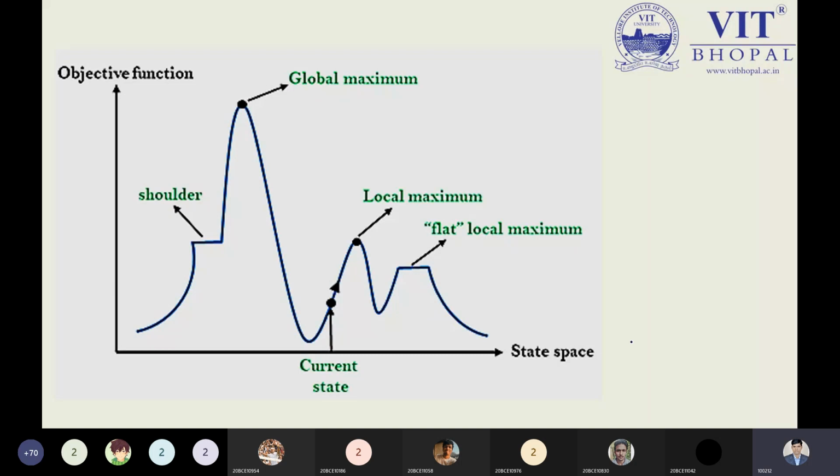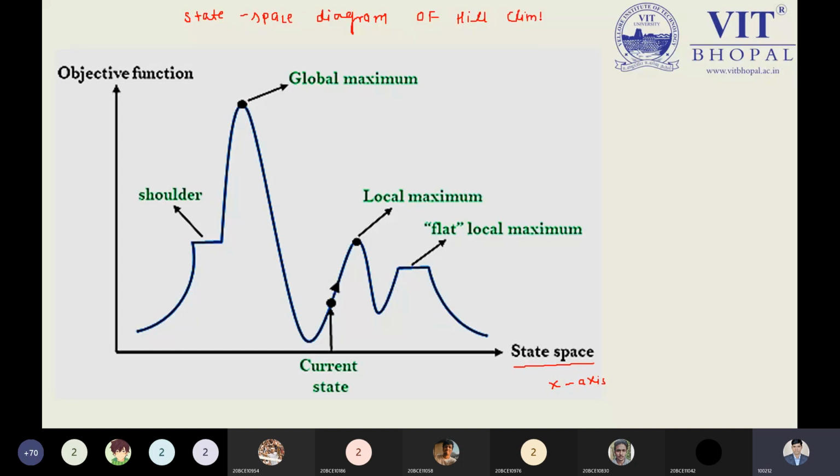On the x-axis, what are the points we have? Let me use a different color for getting an idea. This is our x-axis, the state space. What we are seeing on this slide is known as the state space diagram of the hill climbing algorithm.